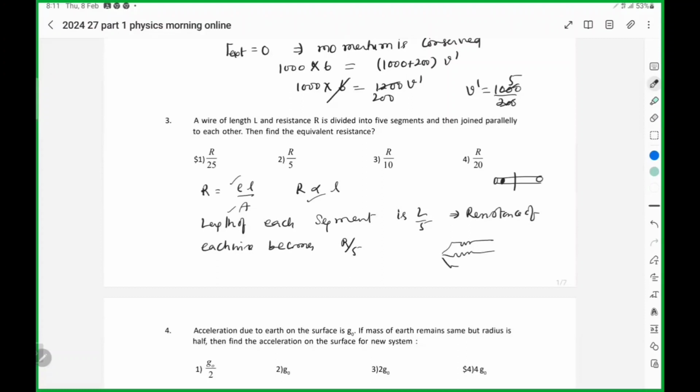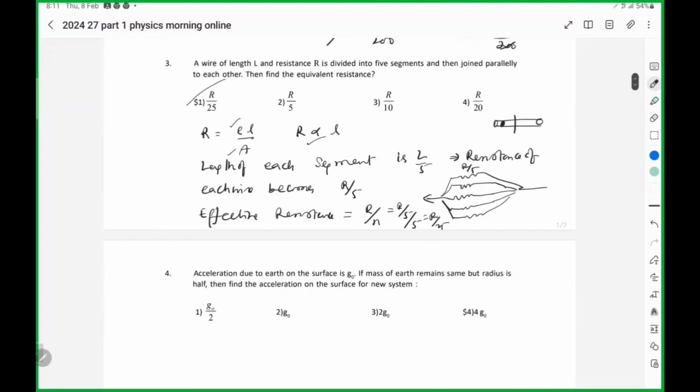When N resistors are connected in parallel, the effective resistance is nothing but R by N. So here each is R by 5. Like this, 5 resistors are connected, so the effective resistance will be R by 25.